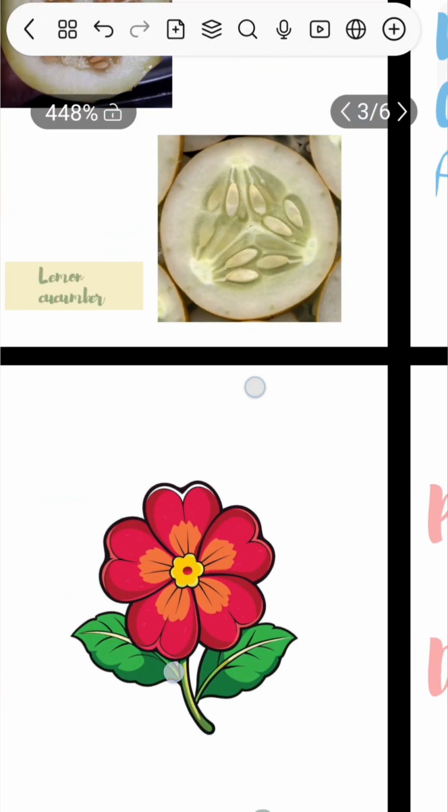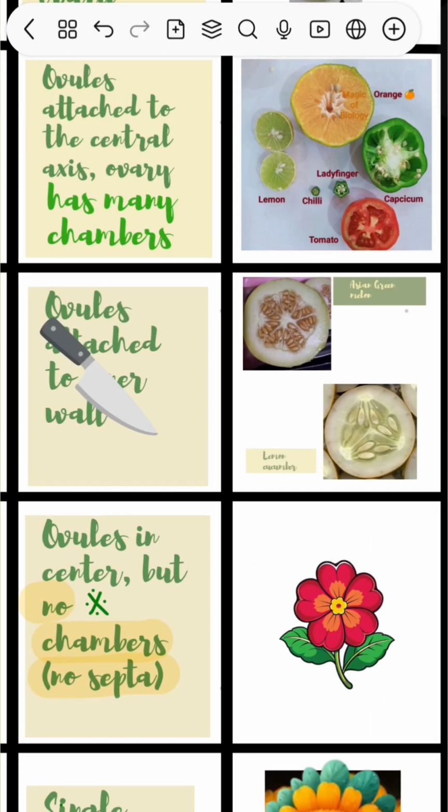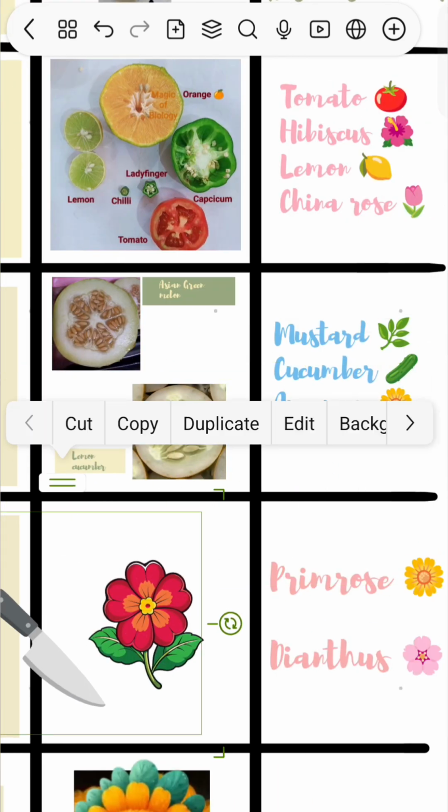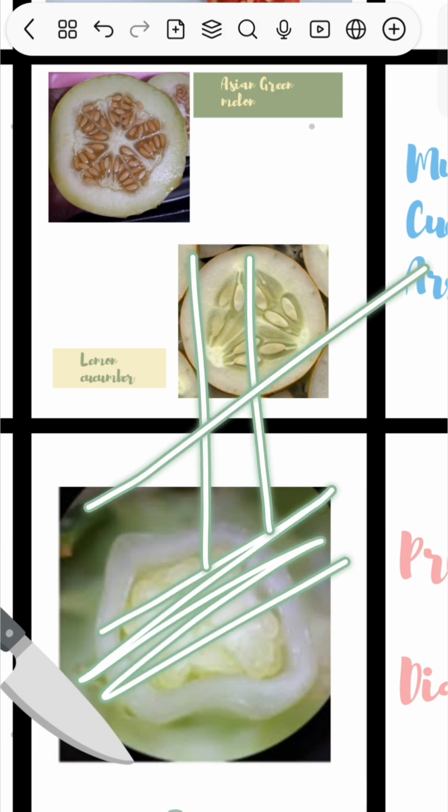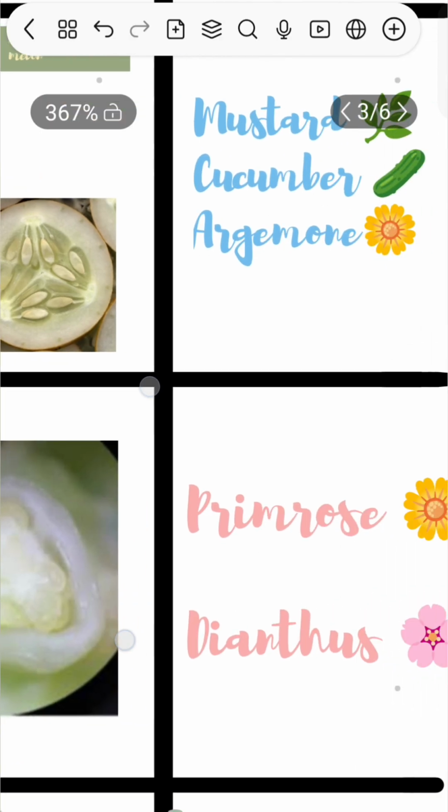So let's see. There is a flower. I need to cut it. Oh no, but for our experiment, we need to cut it. So yeah, let us cut this. Okay, we have cut this. Let's see inside. The image is not that clear, but you can clearly see this is the center. You can see the seeds are like this. There is no partition. They have cut the plant like this, and they have taken this part and shown. So this is how it looks.